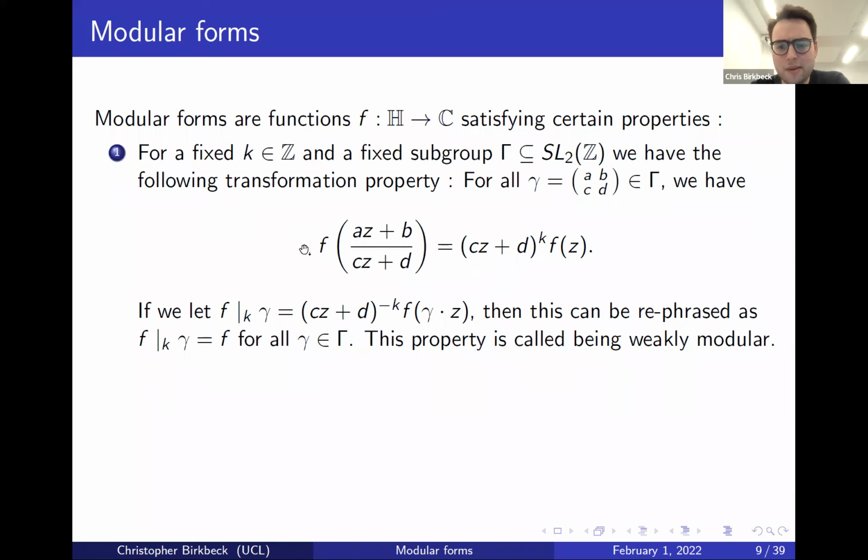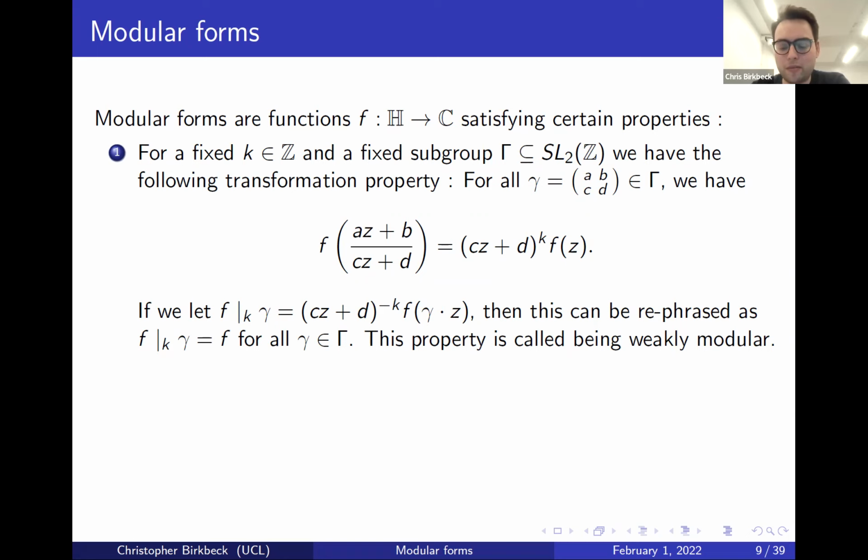If I wanted to package all this up into one nice little definition, I could define the slash operator. So f slash_k gamma, the weight k slash operator by the matrix gamma, is the function which sends z to (cz+d)^(-k) times f of gamma dot z. This is the action of gamma on the upper half plane. And then this transformation property just asks that my functions are invariant under this action. This is a right action of my group of matrices on my space of functions. And functions that satisfy this are called weakly modular.